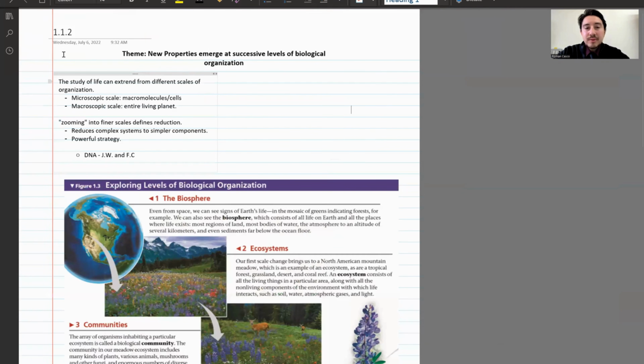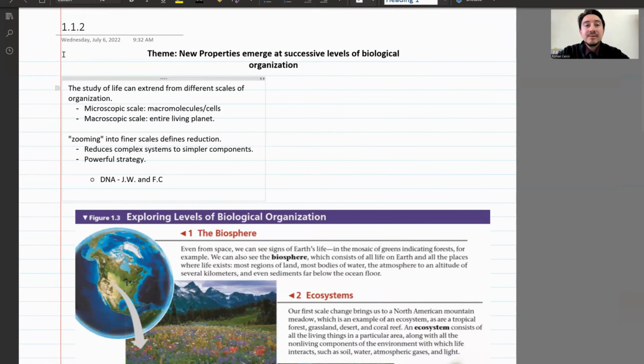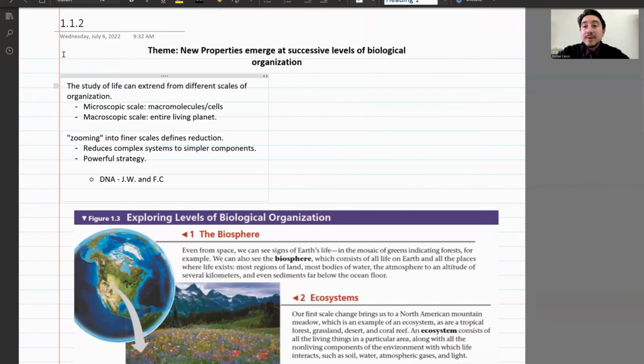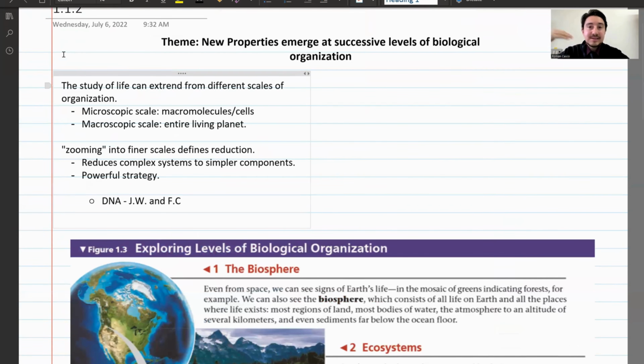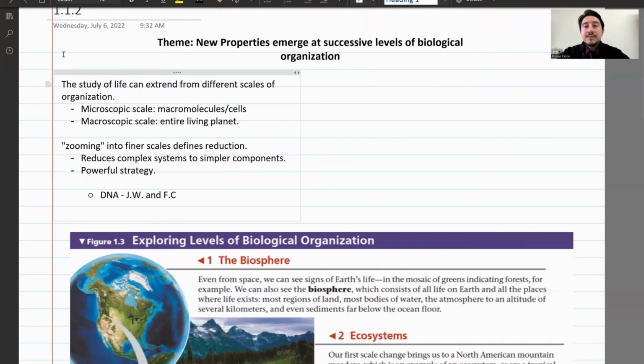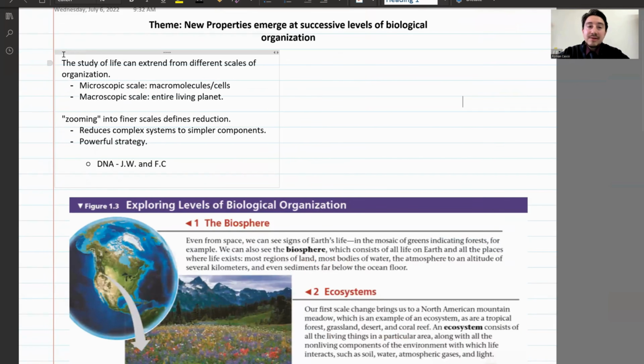So the first theme we're going to tackle is new properties emerge at successive levels of biological organization. Okay, so the study of life, we have different scales, if I can say, right? We have the microscopic scale. Sorry, again, I have a little typo here. All right, can extend from different scales of organization.